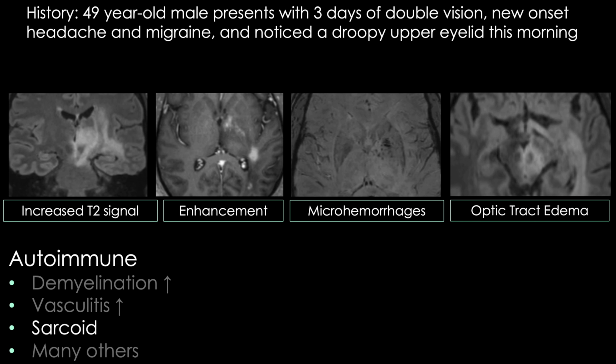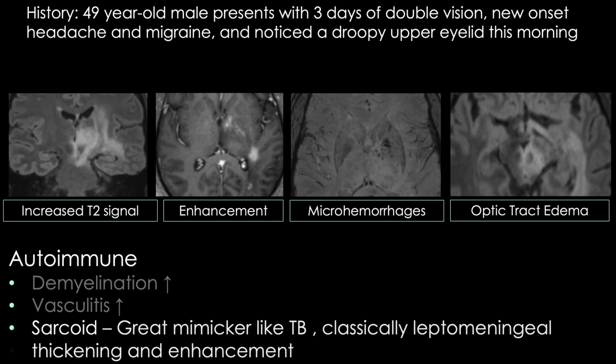Now let's talk about neurosarcoid. Like TB, it's a great mimicker of many different inflammatory processes, and also classically you'd like to see some leptomeningeal thickening and enhancement, which we don't see here, but that doesn't rule it out.